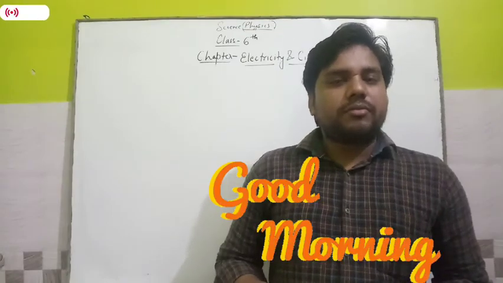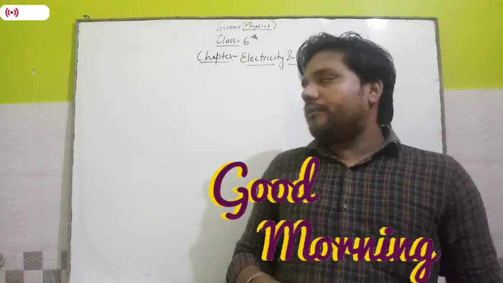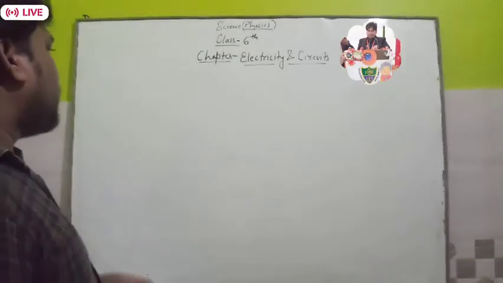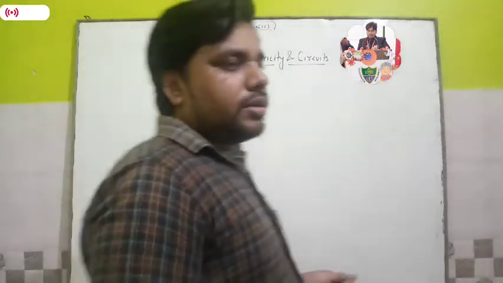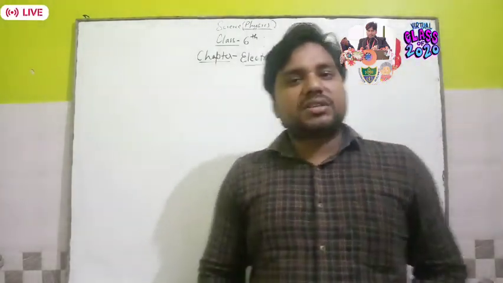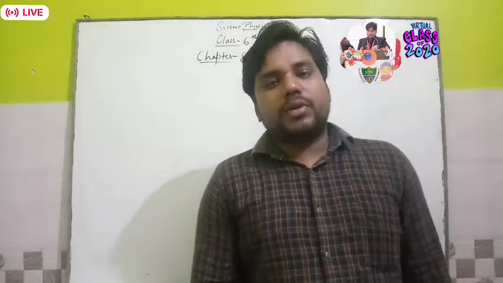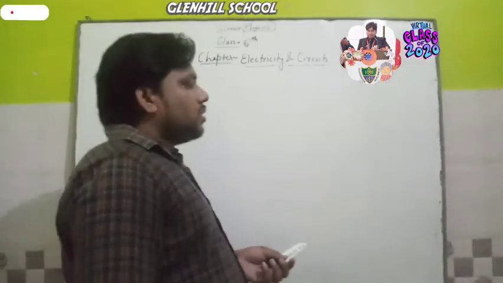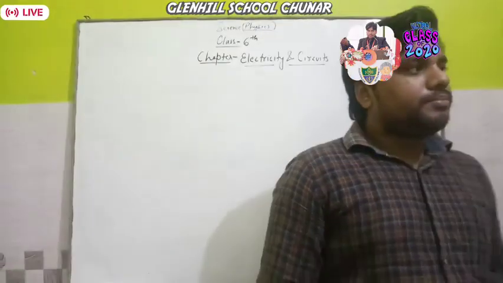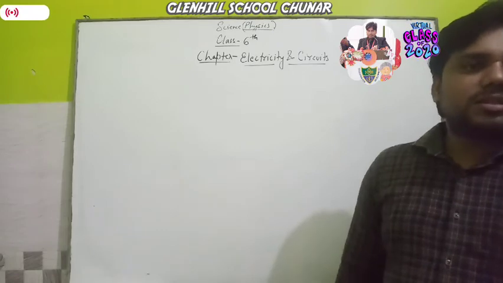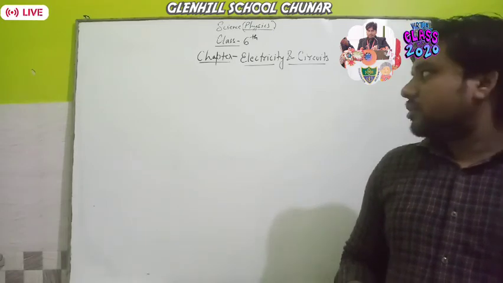Now today we are going to start a new topic of the chapter Electricity and Circuit, and the topic is electric bulb or torch bulb. In previous classes we had studied what solar cells and solar panels are, how they are formed, and what a battery of cells is and how it is formed. These topics we had discussed in the previous class.